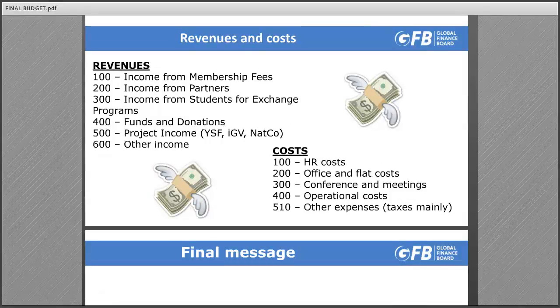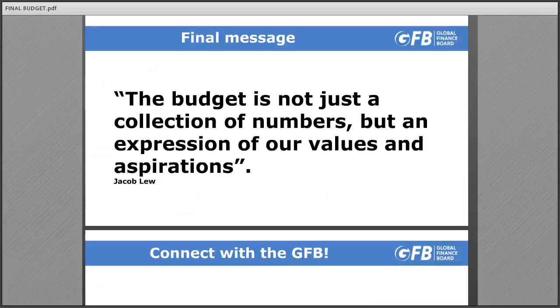Finally, I would like to explain briefly which are the main parts inside the revenues and cost. As you can see, the revenues is divided into 6 parts, with income from membership fees, income from partners, income from students for exchange programs, funds and donations, project income, youth speak, incoming global volunteer, national conference, etc. And the 6th part is for other income. Regarding the cost, you have human resources cost, office and flat cost. This will be mainly for MCs, conferences and meetings, operational cost, and other expenses will be mainly taxes.